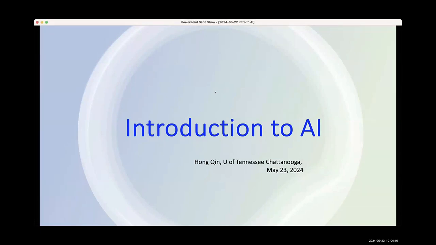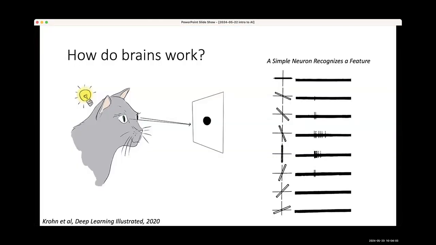Introduction to AI. I have the slide on one computer and the speaker and microphone on another computer, so sometimes it gives a warning to make sure to adjust. Okay, so we call it artificial intelligence.